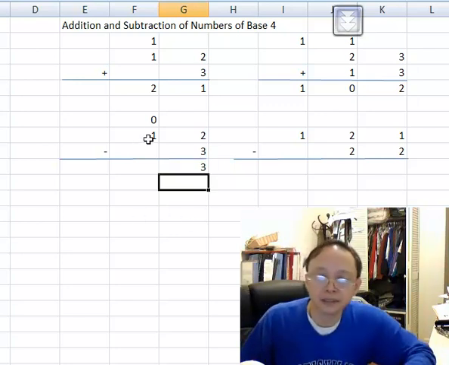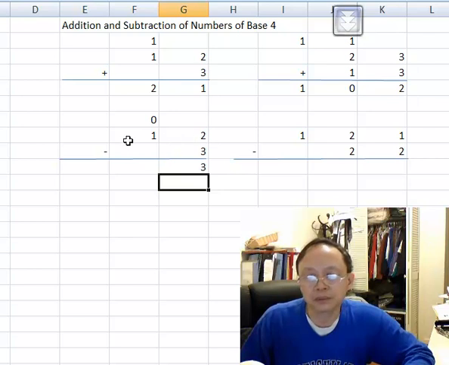And then the second digits, because 1 has already been borrowed, you get 0, so we omit the 0. So 1, 2 minus 3 is 3.